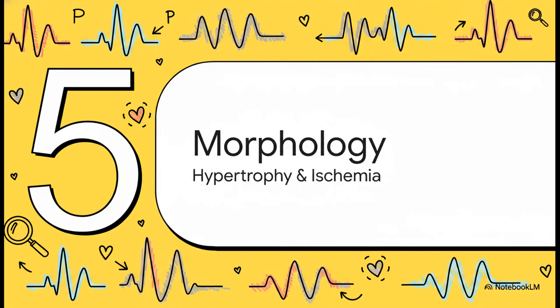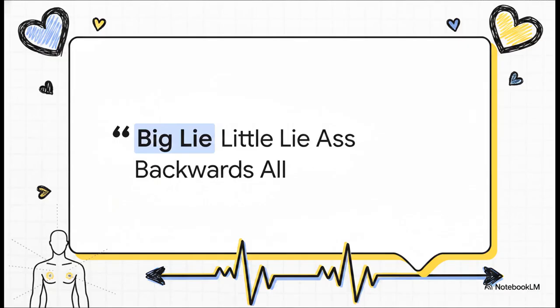Section 5, morphology, hypertrophy, and ischemia. We've arrived at the final and probably most complex step, morphology. But before we actually look at the wave shapes, we need to know exactly where we are looking. So here is a punchy, slightly absurd, but highly memorable mnemonic taught by medical students to map out the heart's geographic regions. Ready? Big lie, little I, ass backwards, all.